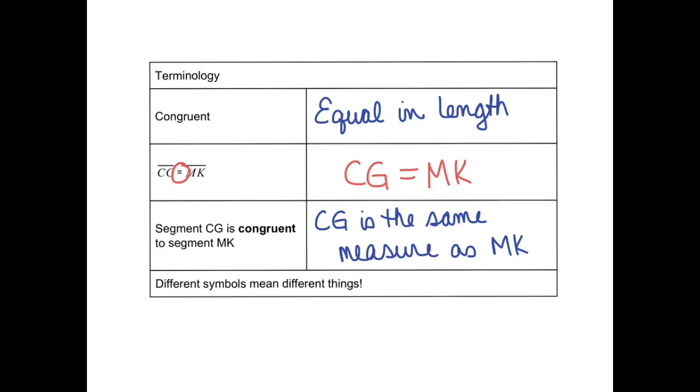Lastly, segment CG is congruent to segment MK. So CG is the same measure as MK. The different symbols do mean different things. Congruency means equal in length, same measure, but you can't just say that they are equal to each other because they're not the same. Though they are the same length, they're not the exact same line or the line segment. So the different symbols do mean different things. Congruency is really just equal length in geometry.